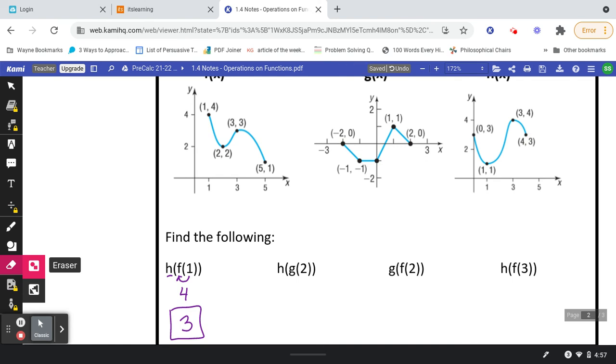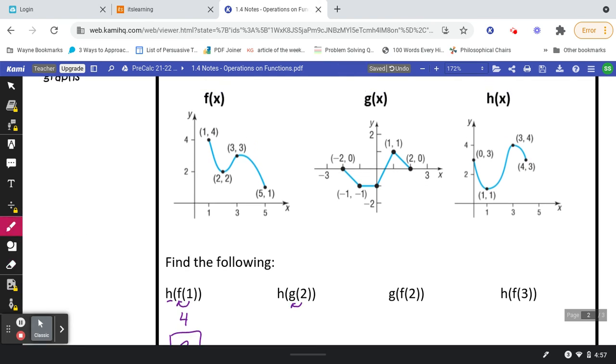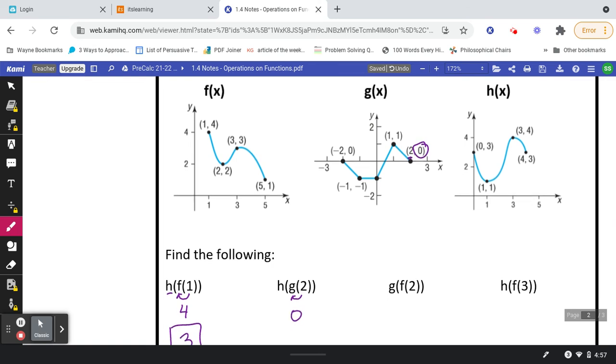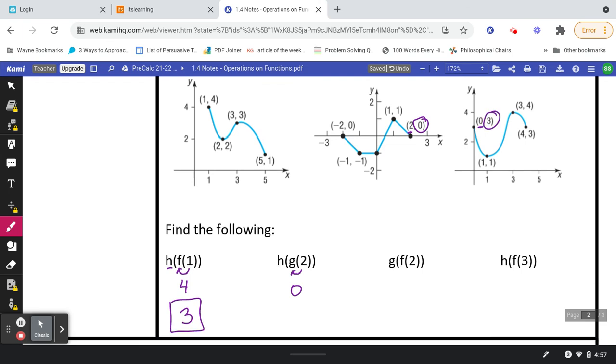Let's try the next one. G of 2, so let's look at our G graph. Find 2 as the x, write down the y value. And then use that as the new x value on your h function. So come over to your h graph, look for 0 is your x, final answer 3 as the y. Take a moment, try the next two.